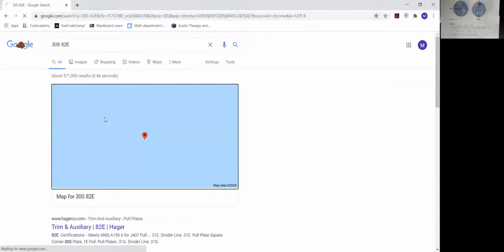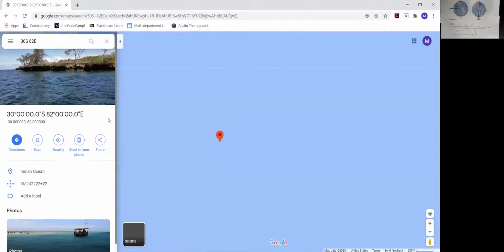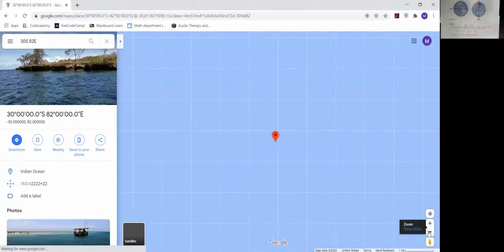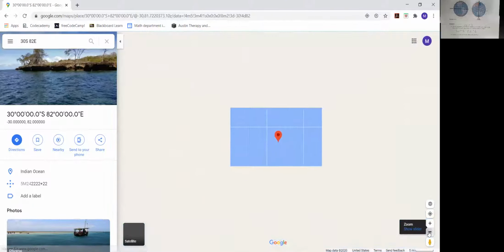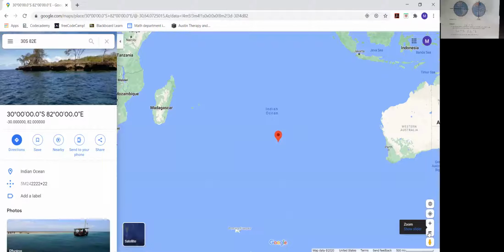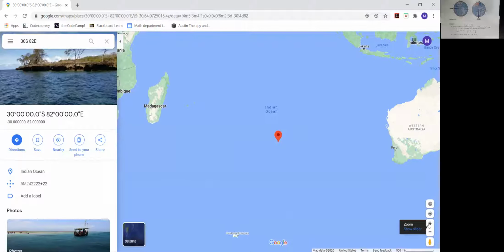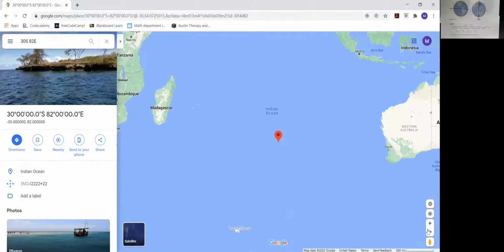So if I go to my maps, you can actually look this up on Google Maps and see where it is. And it is definitely not near China. It is like in the middle of the Indian Ocean. Let's zoom out a bit more. A bit more. There we go. It's about direct midway between Madagascar and Perth, Western Australia.